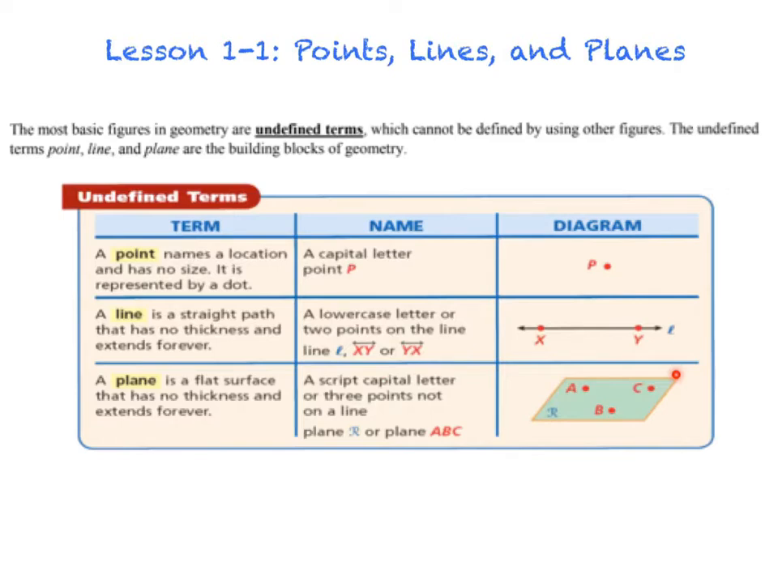Now, if I had another point on this plane, let's call it point D, I could call this plane either plane ABC, or I could call it plane ABD, or I could call it BCD, or I can call it ACD. Really any combination of any 3 points that exist on the plane. Any 3 points that exist on the plane is an appropriate way to name a plane.